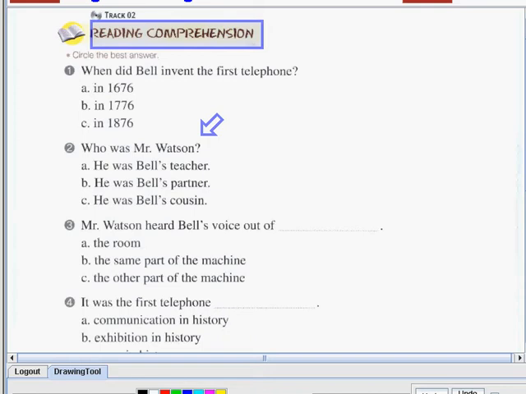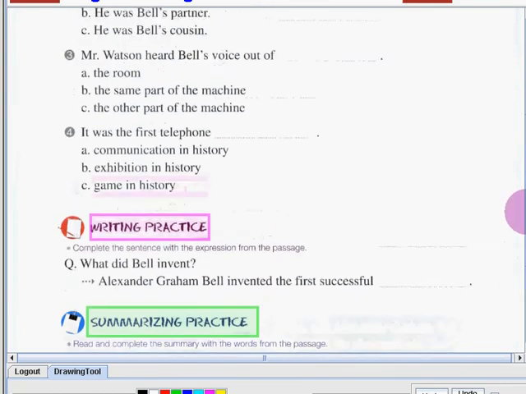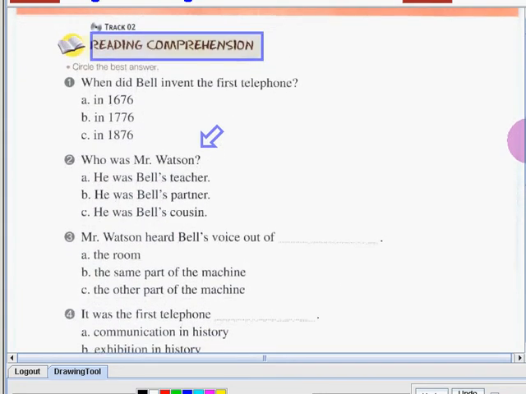The first activity is reading comprehension. The second one is writing practice. And the third one is summarizing practice. So, we will start on the reading comprehension part.